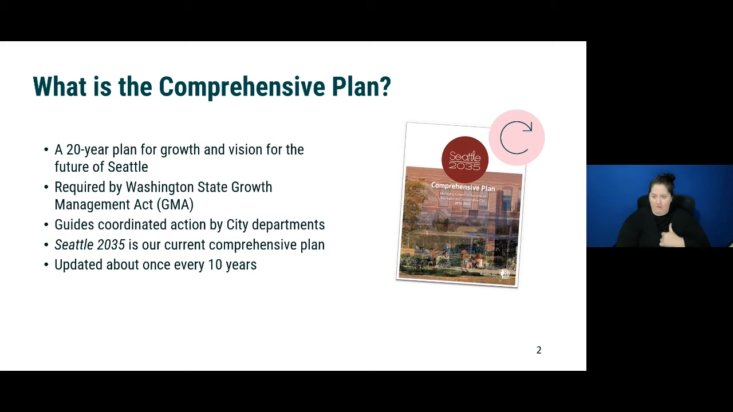Apologies for that. I'm going to start by explaining just a little bit about what the comprehensive plan is. This is a 20-year plan for growth and a vision for the future of Seattle. This is a requirement of the Washington State Growth Management Act. And the comprehensive plan is a policy document that guides coordinated action by many city departments that shape the city as we grow into the future. Seattle 2035, which you see a cover of at the right of this slide, is our current comprehensive plan. We update the comprehensive plan about once every 10 years.